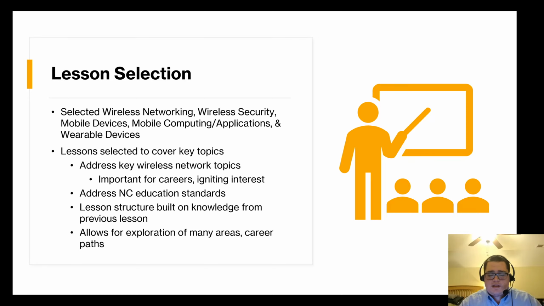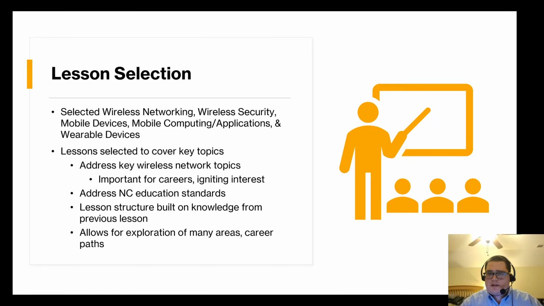Next, we're going to move on to lesson selection. And this is where we decided what topics we were actually going to talk about. In this case, we decided to talk about wireless networking as a whole. This is kind of a general overview of what wireless networking is. And then we get more in depth. We do wireless security, mobile devices, mobile computing and applications, and finally wearables.